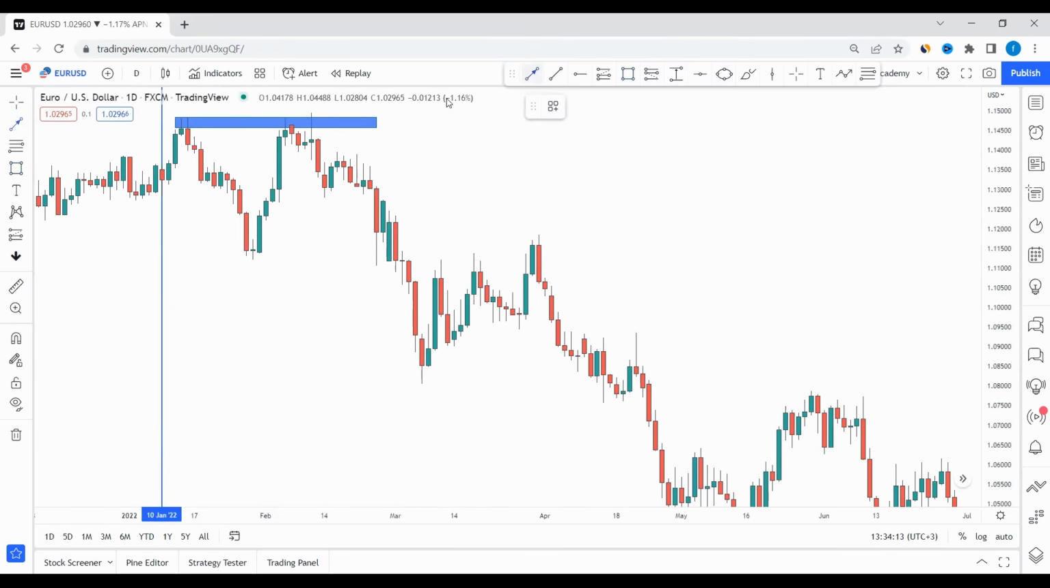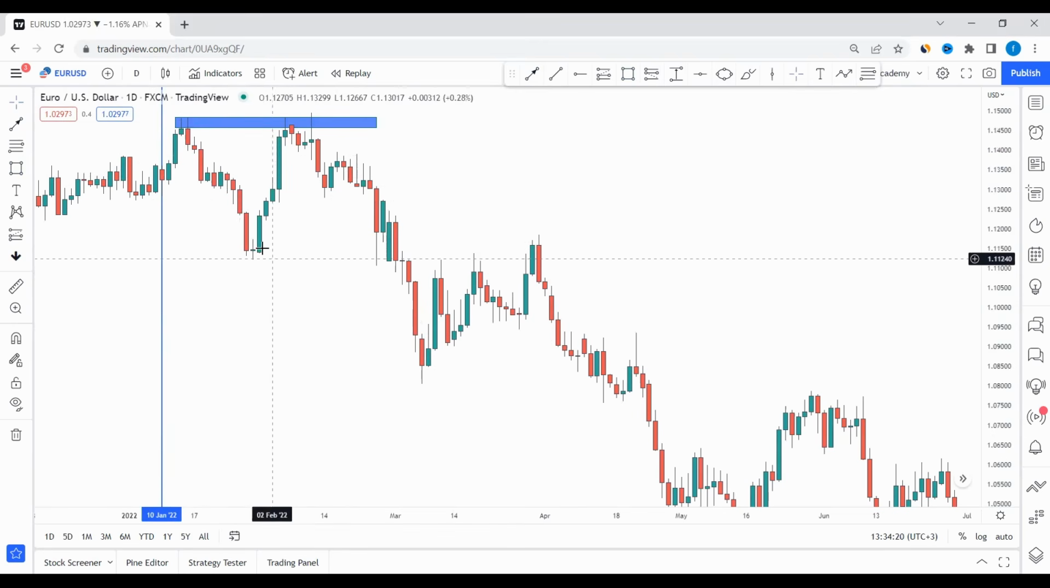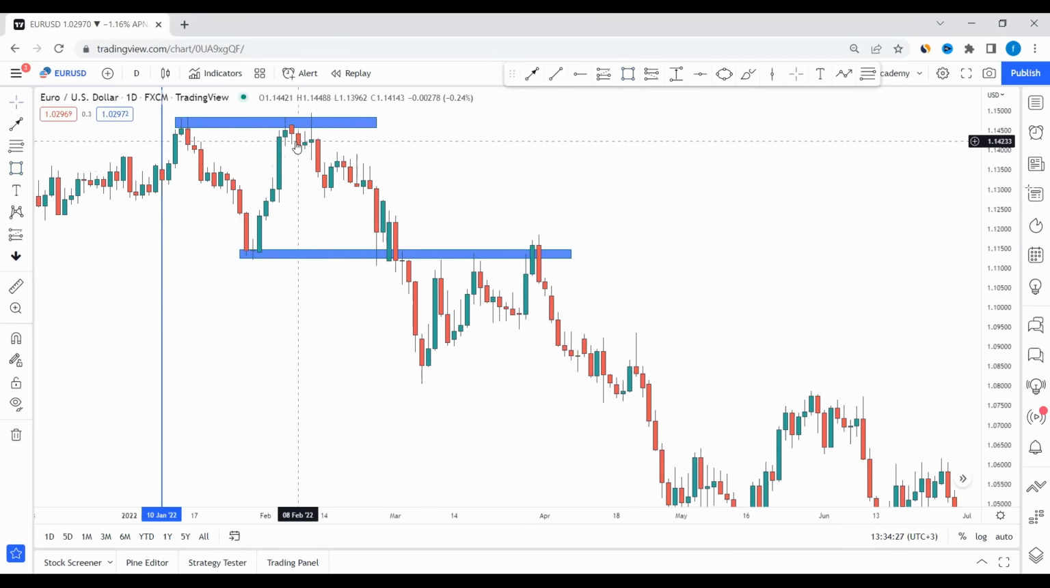Because its strength was a bit more. Are you seeing? It pushed the market down more, right? Then also, we're going to identify this turning point here. Why? Because it gave us a strong return upwards, right?